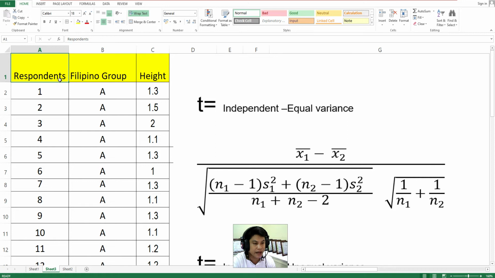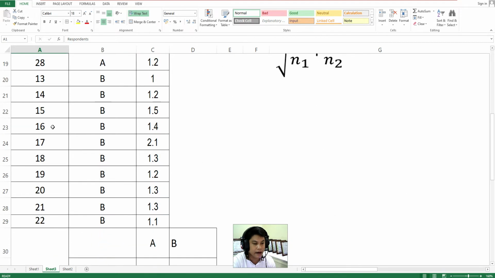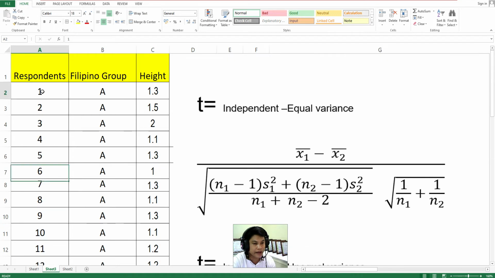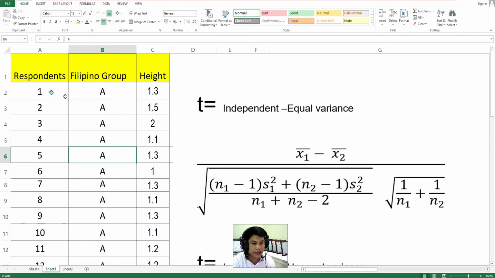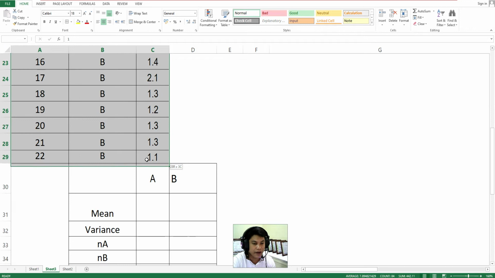For example, we have the respondents, and there are actually 20. The respondents are grouped. As I look at it, I already grouped the respondents according to Filipino groups under analysis, in which we have to consider the height of the Filipino students, for example. As you notice, the respondent numbers are not arranged because we are grouping the respondents according to the group they belong to.